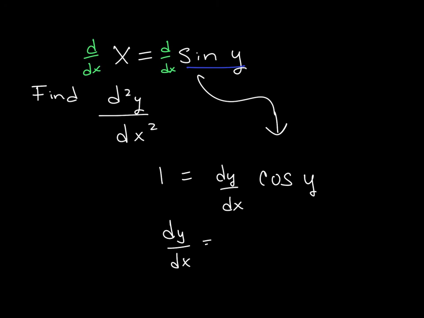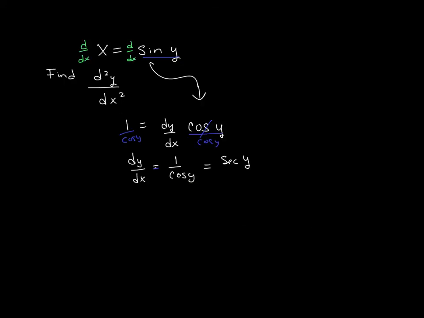Solving for dy/dx, what I'm doing here is dividing both sides by the cosine of y. And I get that dy/dx is equal to 1 over the cosine of y, which is also the secant of y. So that's just the first derivative. Now I need to take the derivative a second time.